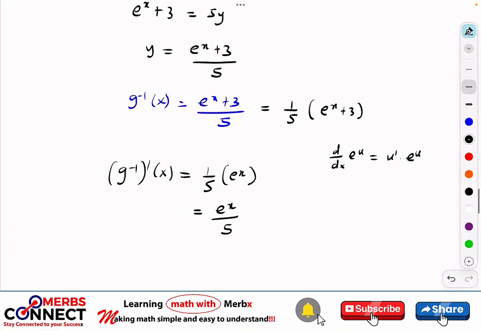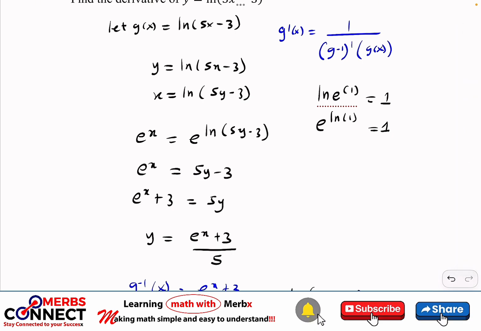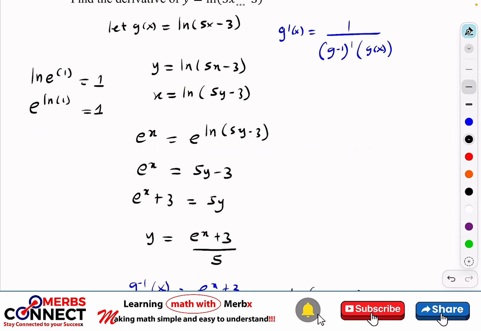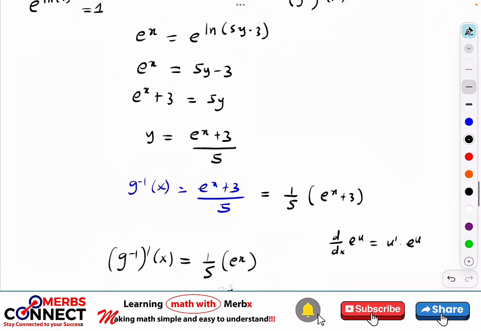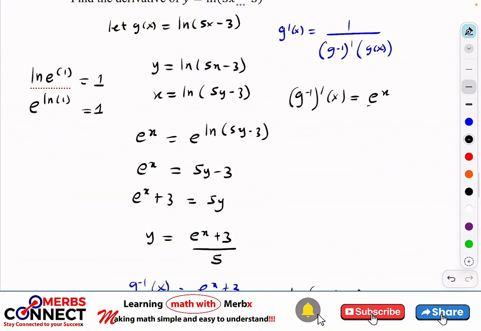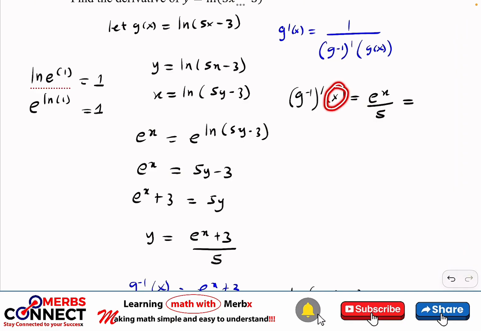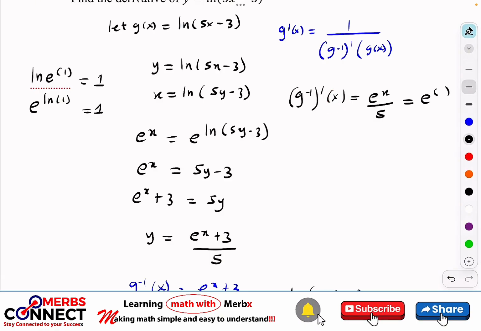Wow. Okay. So now that we have g inverse and g inverse prime, let's go back to our formula, right? So now we know that g inverse prime of x is equal to e to the power x divided by 5. So what am I going to do? I'm just going to make sure that my x is in parentheses to avoid mistakes, right? So I just say that, okay, e to the power x. You can decide not to do it in this way if you know how to do it, but I'm doing it for those who are confused doing substitution.